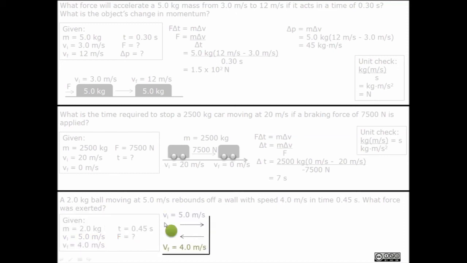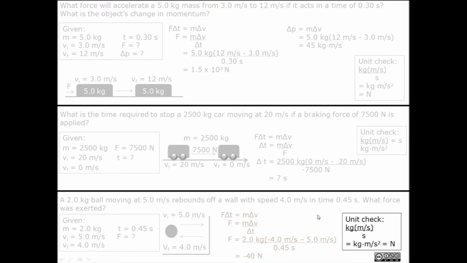This diagram illustrates a ball moving at a velocity of 5.0 meters per second, and after rebounding off a wall, it moves with a velocity of 4.0 meters per second. To find force, use the impulse equation. Isolate force by dividing both sides by time and then substituting in the values. Rounded to the correct sig figs, we get -40 newtons. Double check your units.